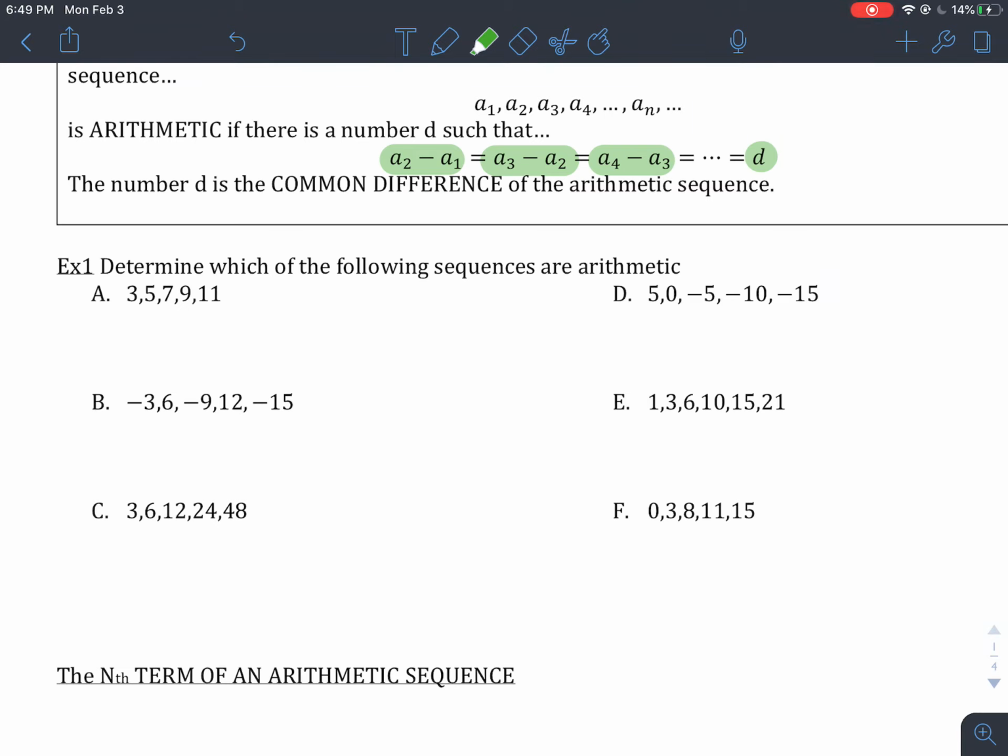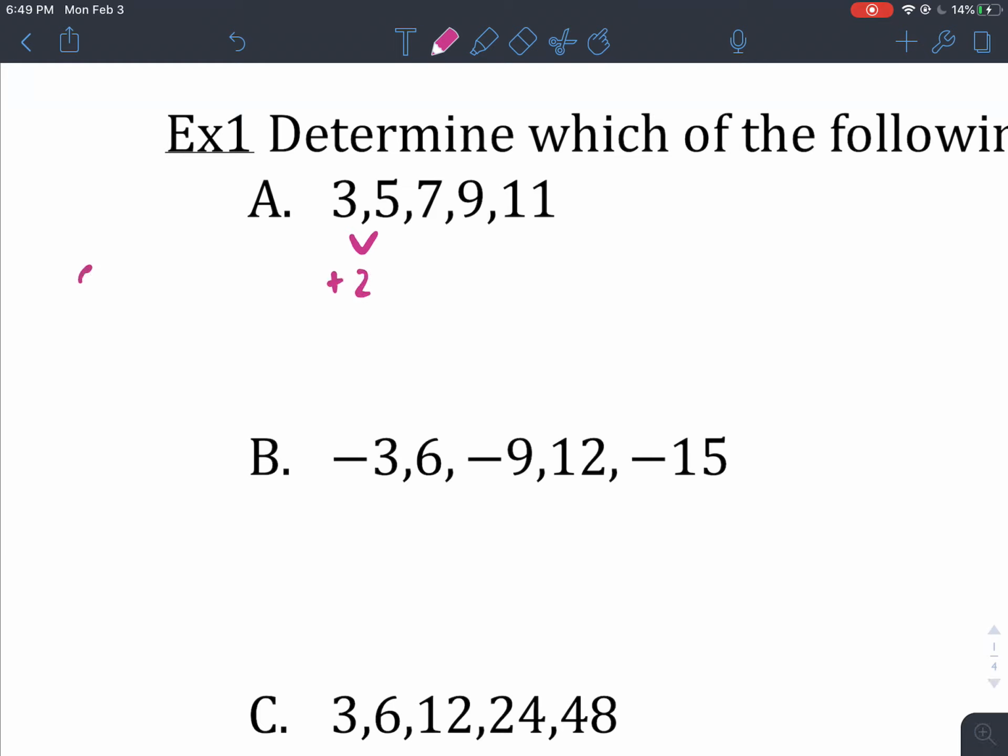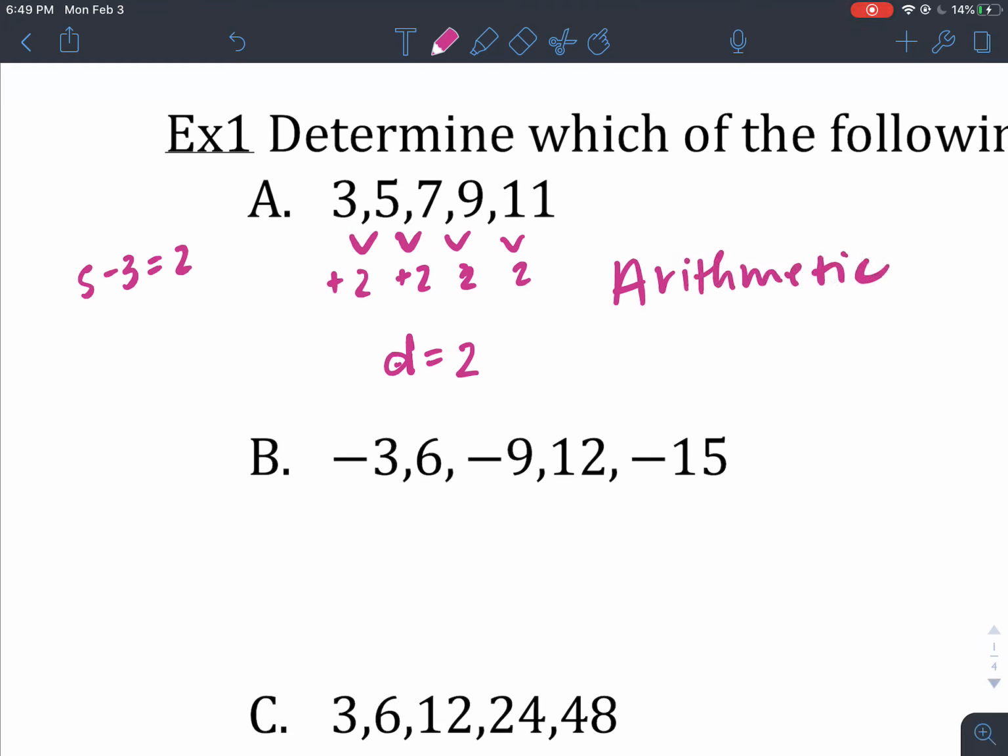So if I look at my first example here, my sequence, 3, 5, 7, 9, 11, I want to look at my differences. To get from 3 to 5, we add 2. That is 5 minus 3 equals 2. That's why it's called a difference, because it's the difference between your terms. If I do 5 to 7, that's also a difference of positive 2. 7 minus 5 is 2. 7 to 9, that's also 2. 9 to 11, that's 2. So we have a common difference d of 2. So yes, this is arithmetic.